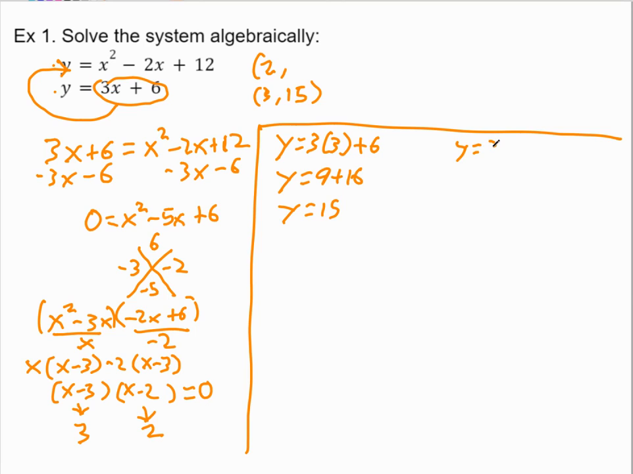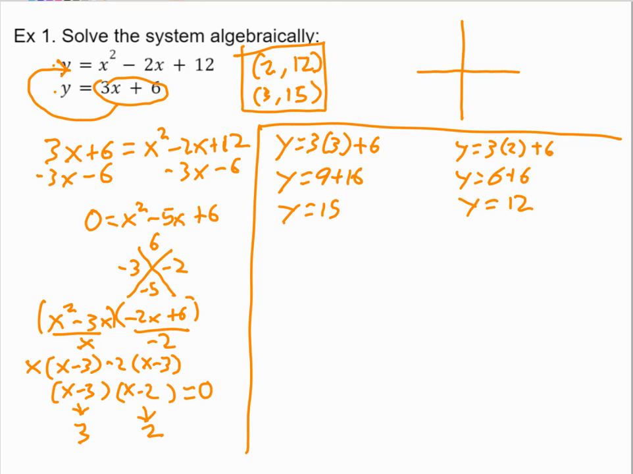Do the same thing with 2. So 3 times 2 plus 6. That's 6 plus 6. That's y equals 12. So those are my two solutions, (2, 12) and (3, 15).